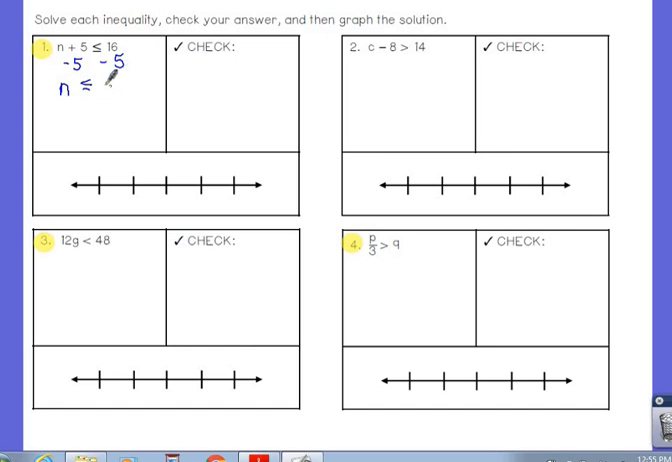What is 16 minus 5? 11. So what this says is any number that is less than or equal to 11 will make this inequality true. Well, what is a number that's less than or equal to 11? 11. I heard 9. 9 plus 5. What is 9 plus 5? 14. Is 14 less than or equal to 16? Yes. It's not a question, it's true or false. True. So I checked it.